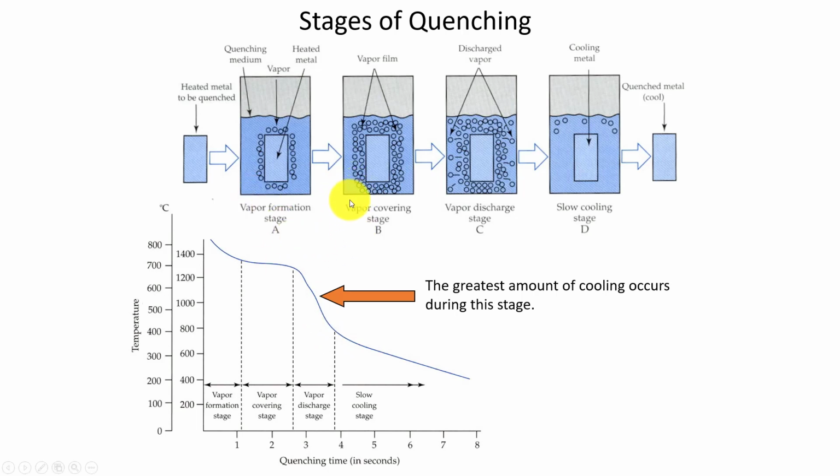Okay? Now, how can we break that up? Agitation. When we put the sample in there, we could agitate it and break it up, or force fluid at a flow rate and discharge that vapor barrier, and it would quench even faster if we wanted to do that.